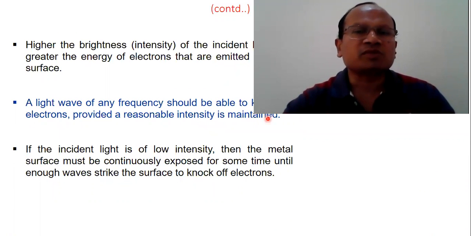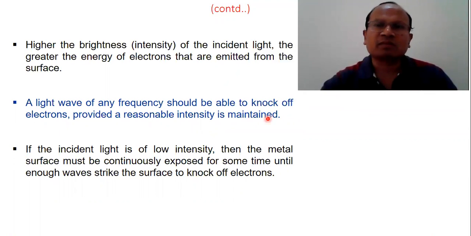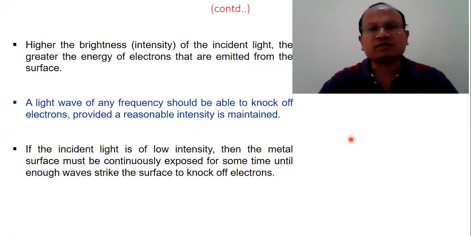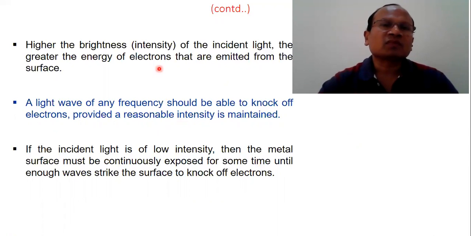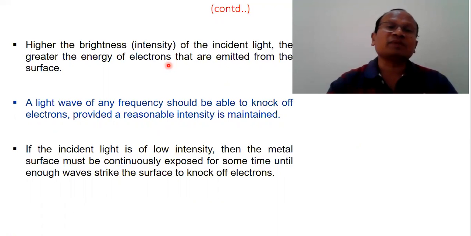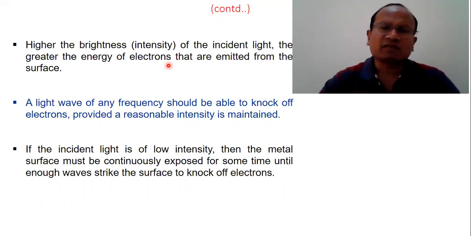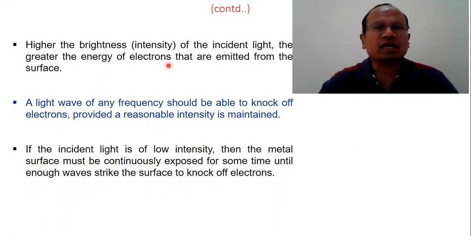So there are some observations when we discuss the photoelectric effect. There are some important observations, which include: the higher the brightness, the higher the intensity, the greater is the energy of electrons that are emitted from the surface. It's very simple. This is what we were talking about, responsivity. What does it indicate? How much electrical input power is given, accordingly how much current it generates or emits as electrons.